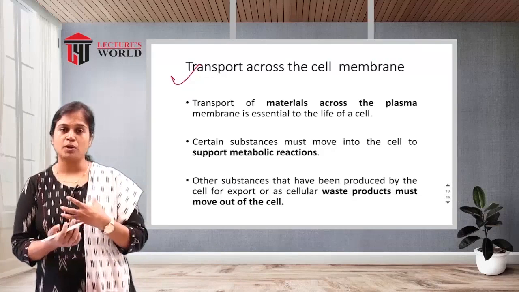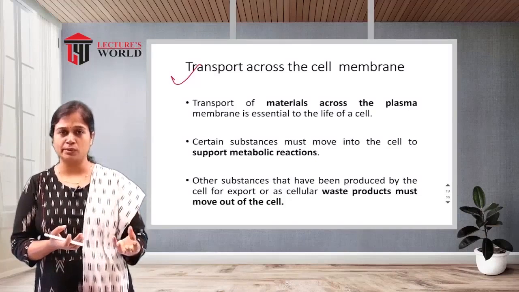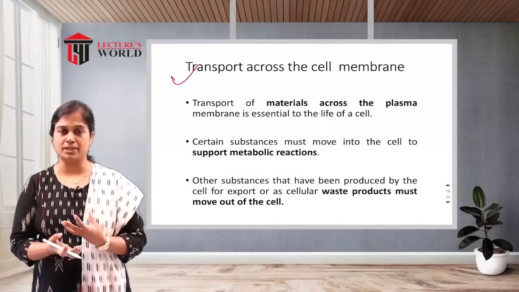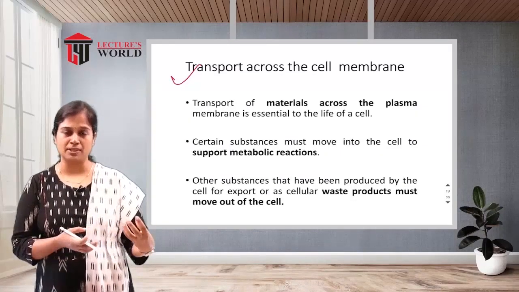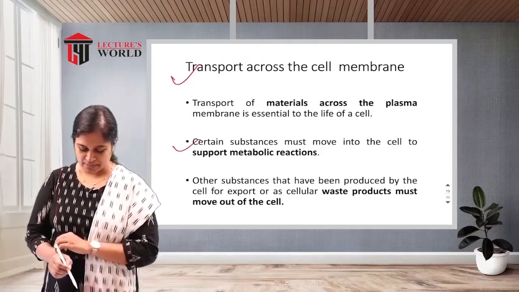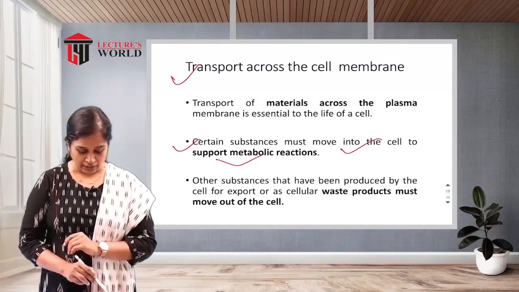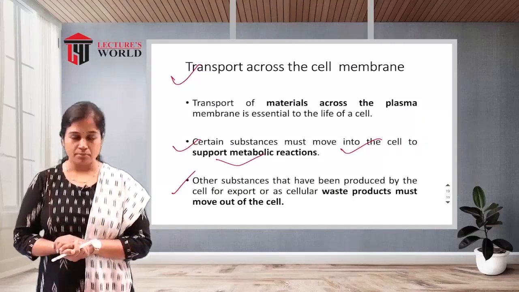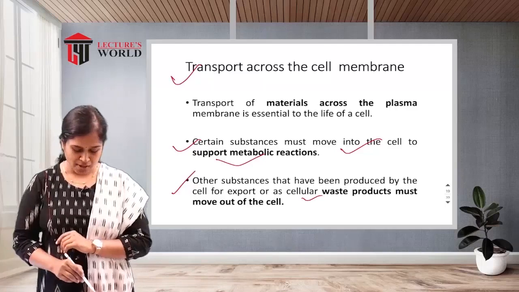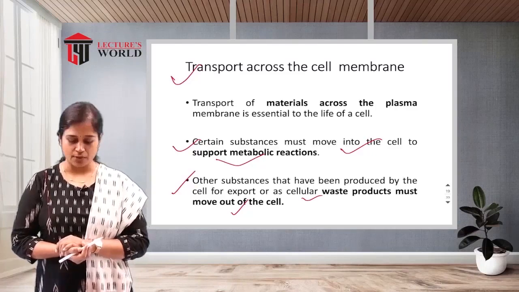So why is it important? Transportation is important because some important molecules like nutrients and oxygen must come inside the cell, and some waste products need to be excreted from the cell, which is done by transport only. Certain substances must move into the cell to support metabolic reactions. Other substances produced by the cell for export, or as cellular waste products, must move out of the cell. So there should be transport across the cell membrane.